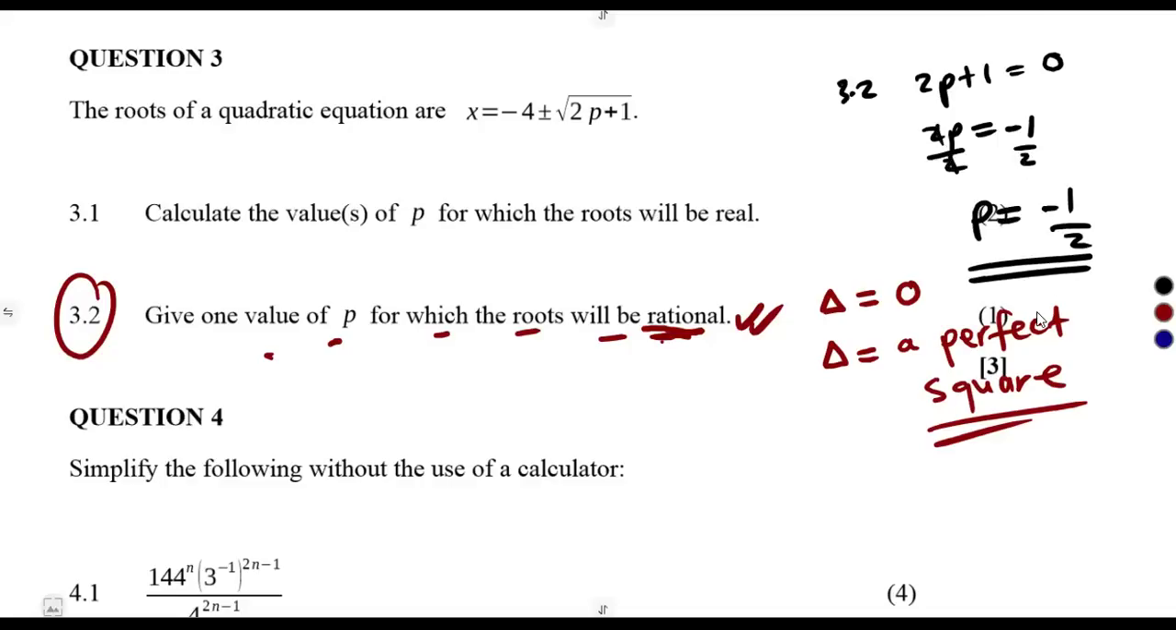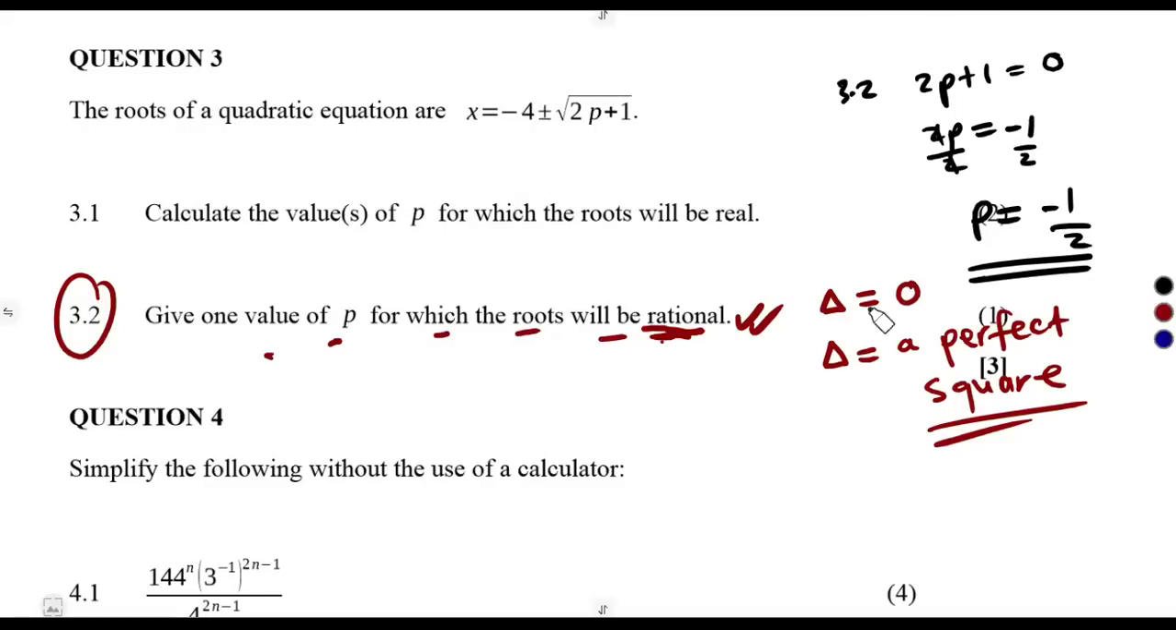Just like that. It's now an equation. We want to know exactly what is that value of p. Once you put a p here, guys, which is minus half, this whole part will give us a 0. So it means your answers will be x is equal to what? Minus 4 plus or minus 0, which is minus 4 or minus 4. They are rational numbers.